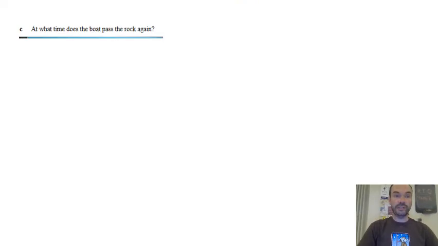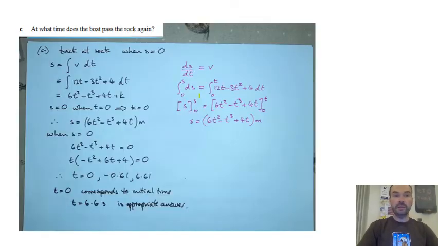That leaves us with part C. At what time does the boat pass the rock again? Well, that's when s is 0. This is the integral of v with respect to t.